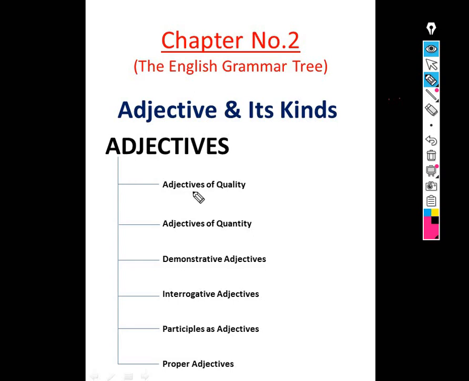First one is adjectives of quality that show the quality of something, some noun. Adjectives of quantity, demonstrative adjectives, interrogative adjectives, participles as adjectives, and proper adjectives.